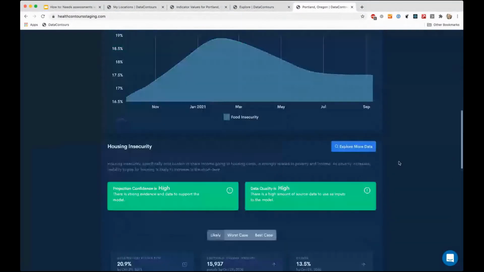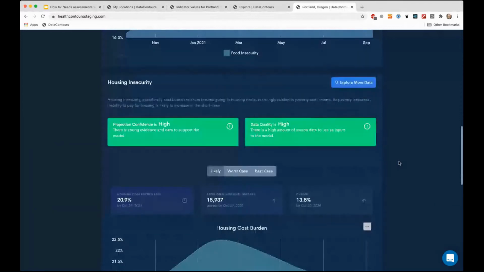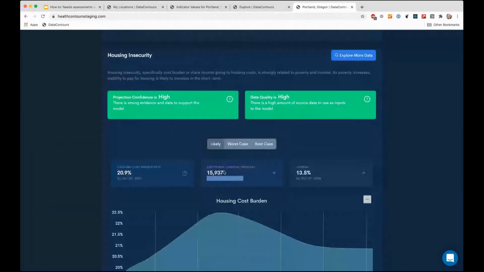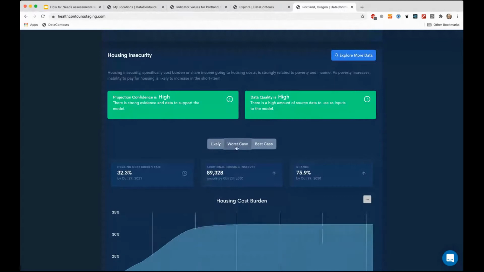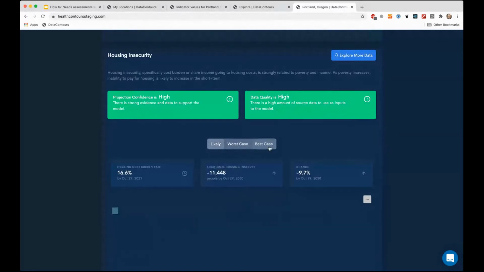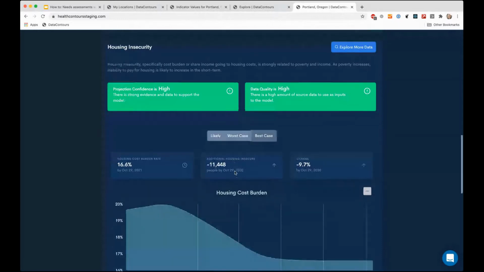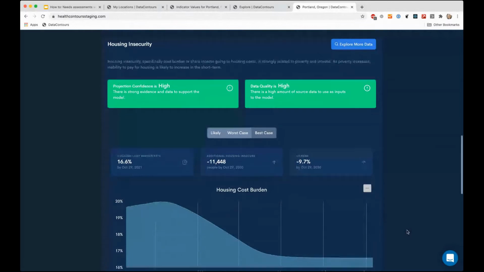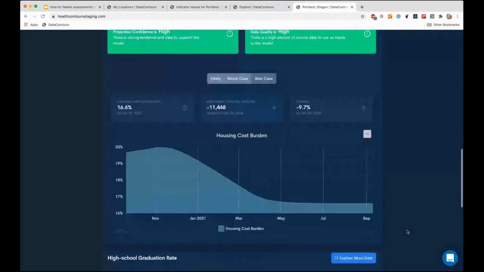And same story for housing insecurity. We'd see an additional 15,000 people under the likely scenario. In the worst case scenario, almost 90,000 people needing some sort of housing assistance. And in the best case scenario, we potentially actually reduce the number of people who need housing assistance.